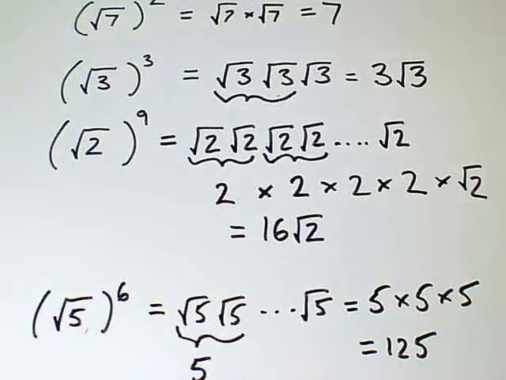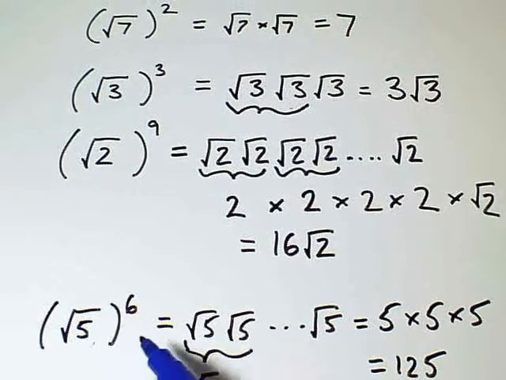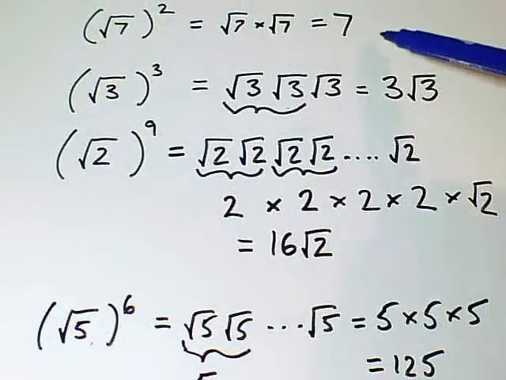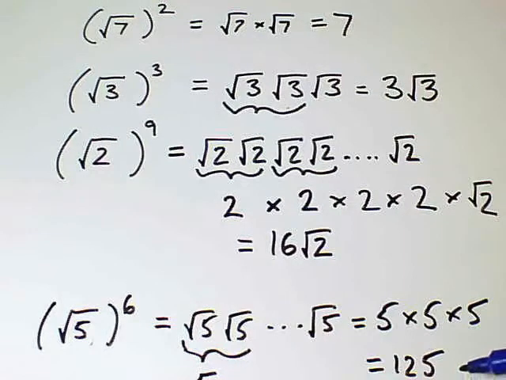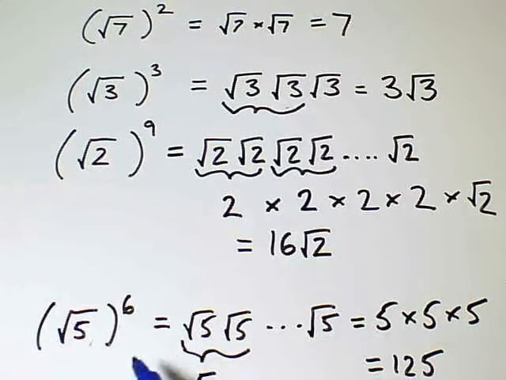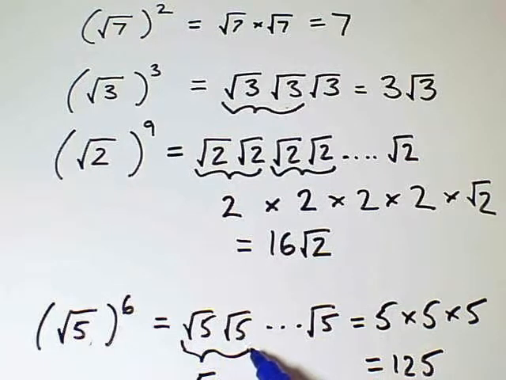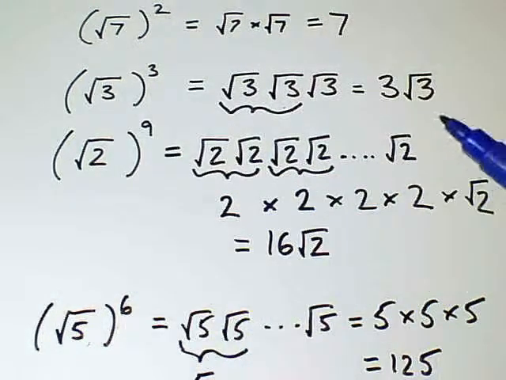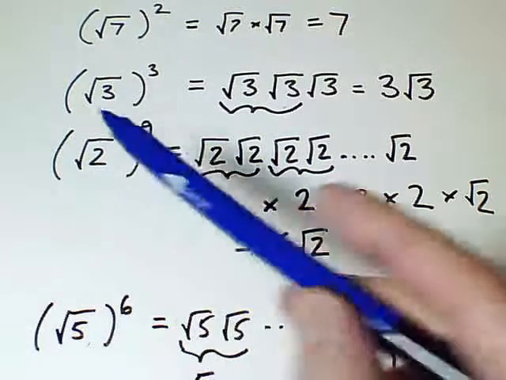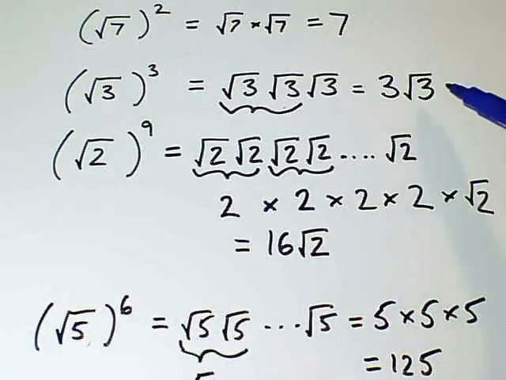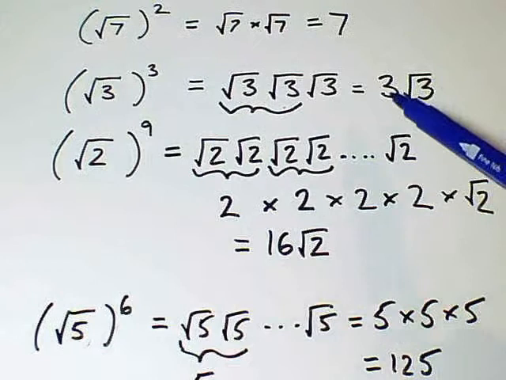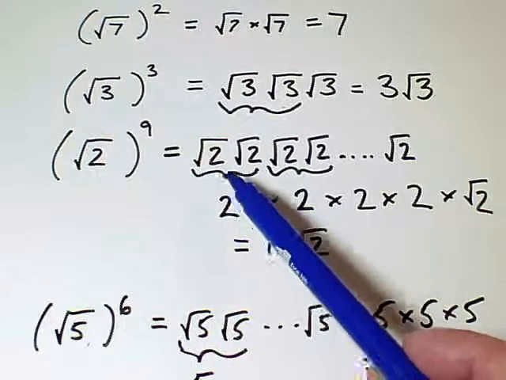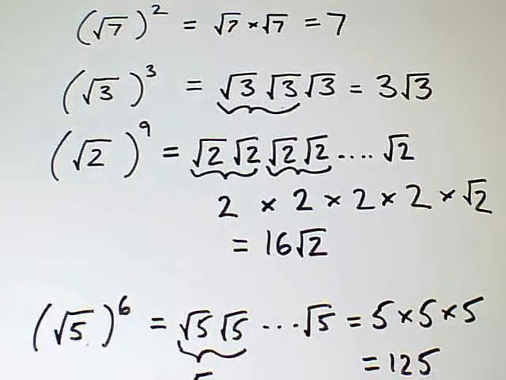So it turns out when I've got an even power of a square root, like 6 or 2, I'm going to get a whole number answer, because I'll have a whole number of pairs of the square root times itself. Whereas if I've got an odd power of a square root, then I'll have the original square root appearing in the answer, but then I'll have a whole number in front of it formed by the ones that do pair up. So I hope that helps.